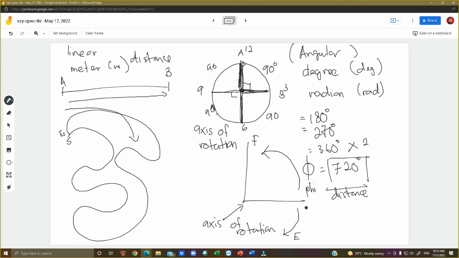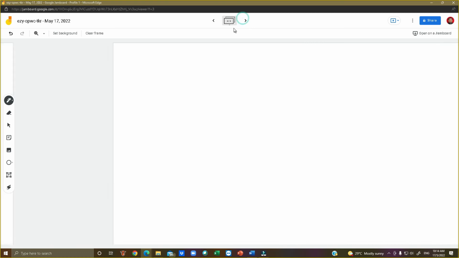Okay, kalau dalam linear, distance is distance lah, in terms of meter. Dalam angular, distance is known as pi in terms of degree. Basic, okay, this is basic. Itu yang pertama. That is distance. Okay. Let's enhance our knowledge.